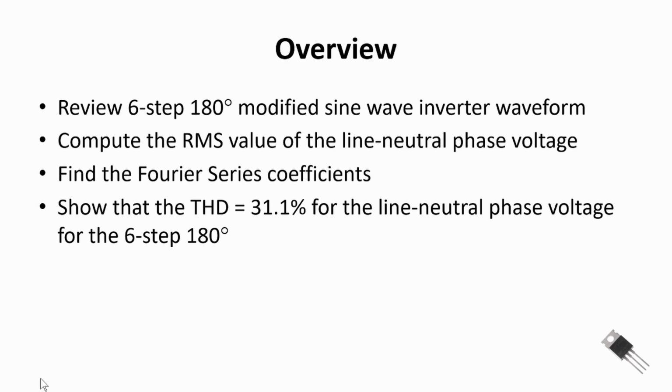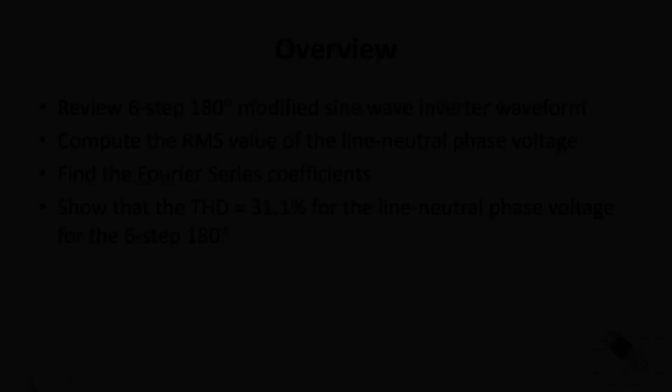And then finally, we're going to show that the total harmonic distortion for the line to neutral phase voltage waveform that we generate with the 6-step 180-degree conduction modified sine wave inverter is 31.1%. That's for the line to neutral phase voltages. It can be shown also, if we looked at the phase to phase voltage, that total harmonic distortion is also 31%. But we'll save that for another time.